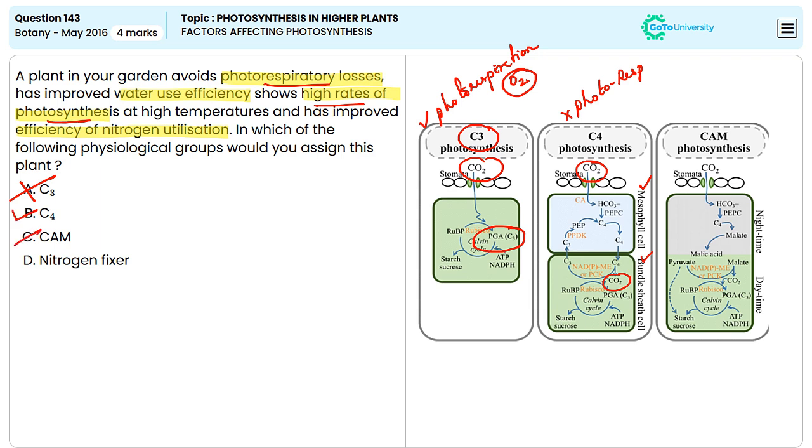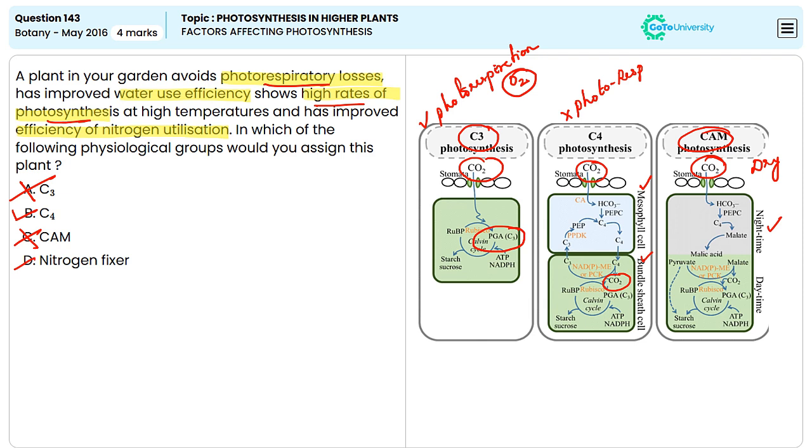Option C, CAM plants, that is crassulacean acid metabolism plants. They are adapted to very dry environments. They fix carbon dioxide at night to reduce the water loss during the day, but they do not typically exhibit the high photosynthetic rates at high temperature. So that means option C is an incorrect answer.